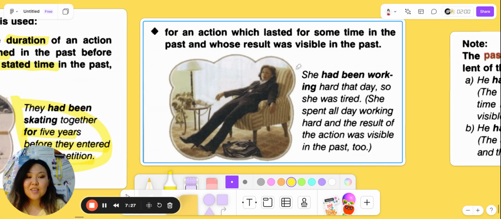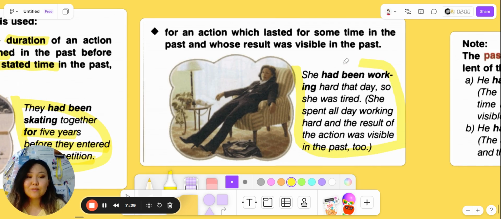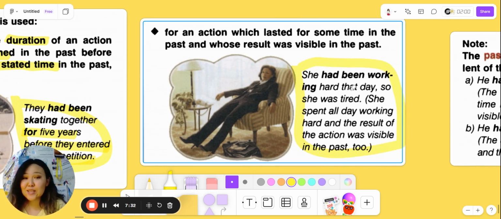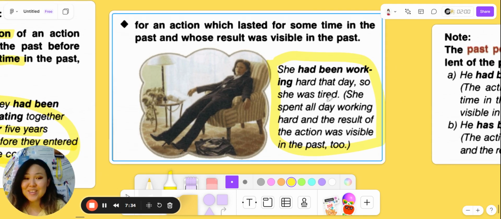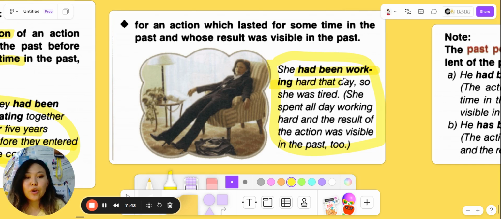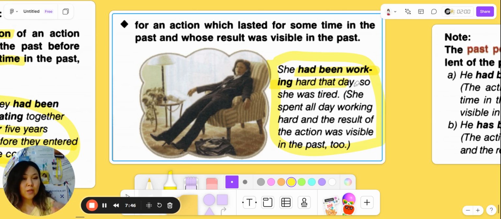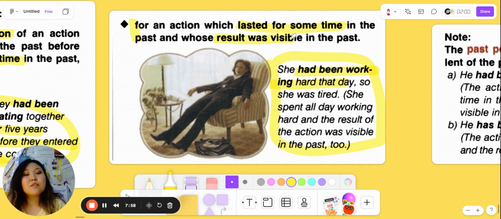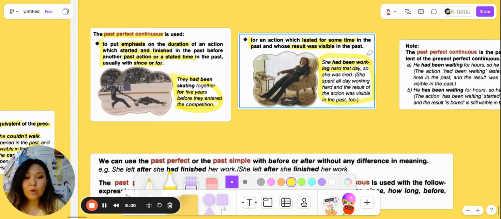Also, here we have another example. Look at this woman. I hope she doesn't look like you after your working day. So it says, she had been working hard that day, so she was tired. Okay, so she had been working hard all day long. That's why she was tired. And the explanation sounds as for an action which lasted for some time in the past and whose result was visible in the past. Okay.